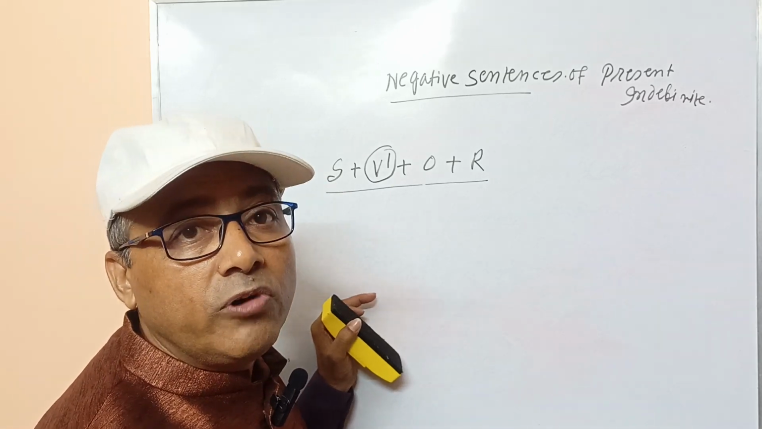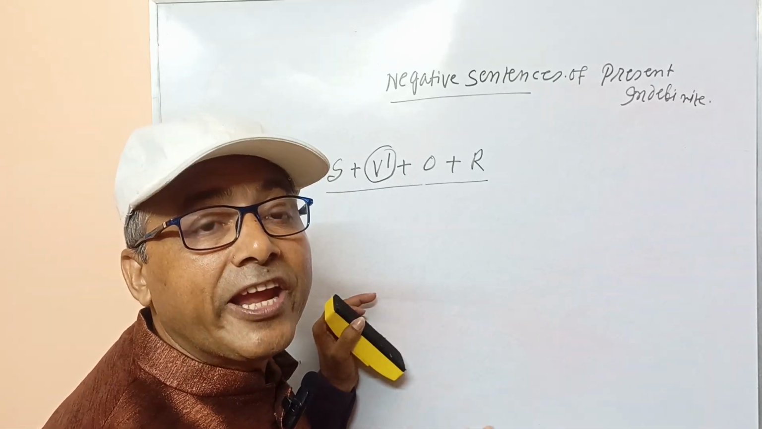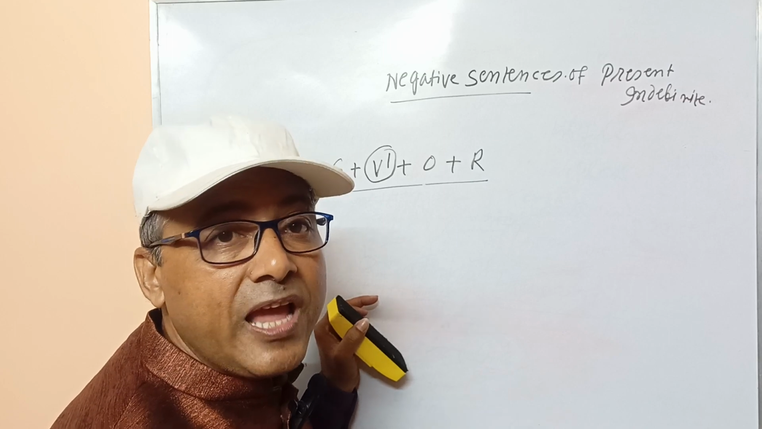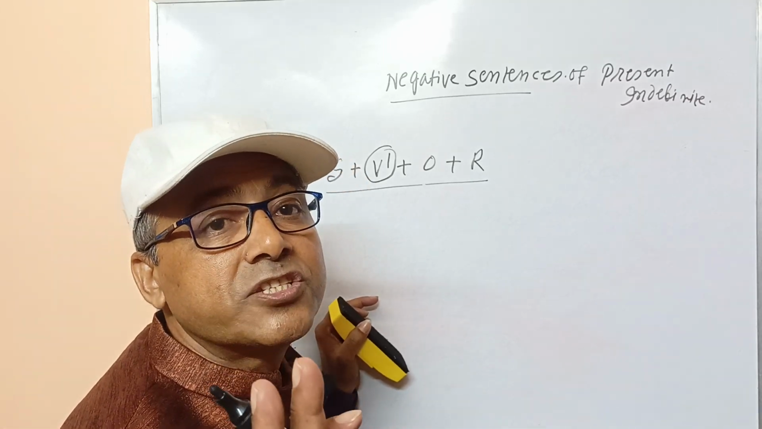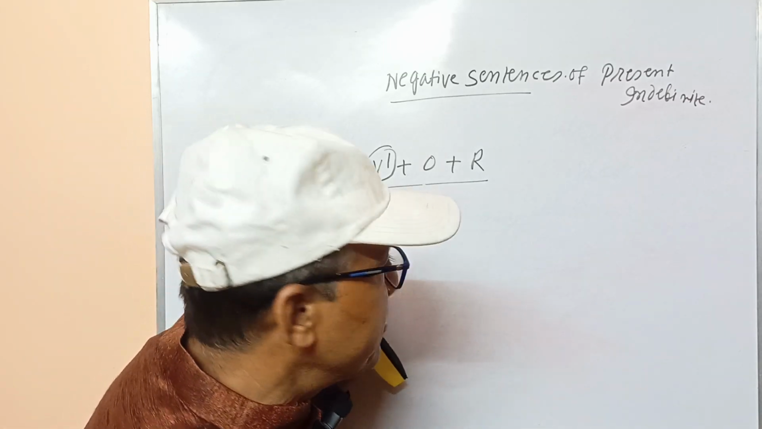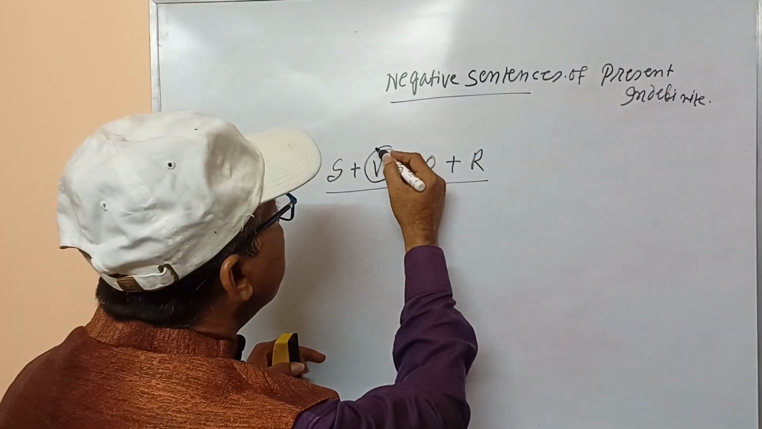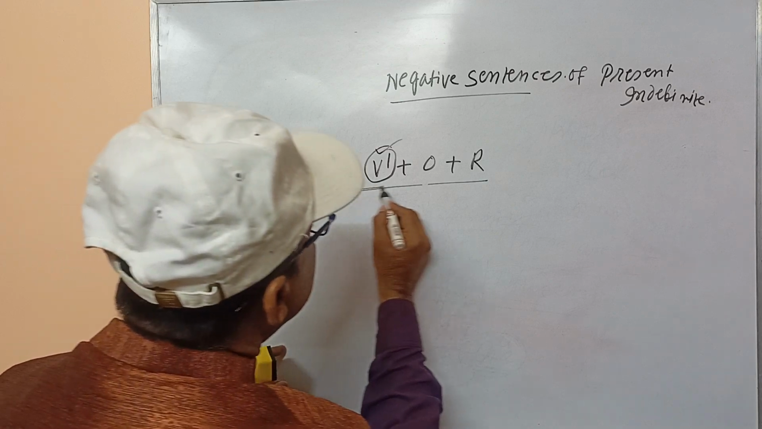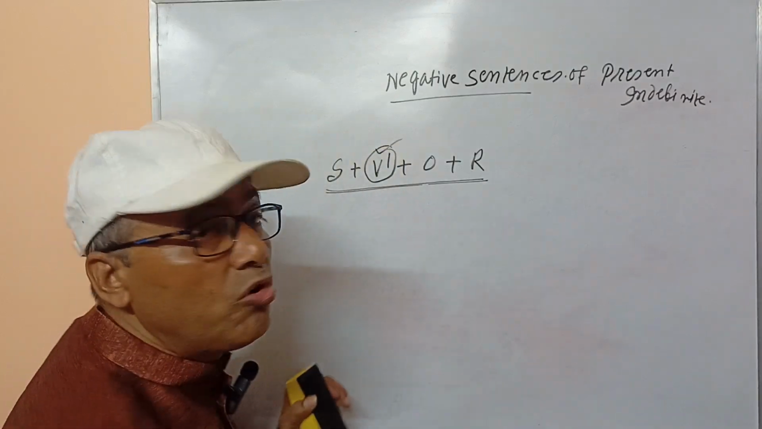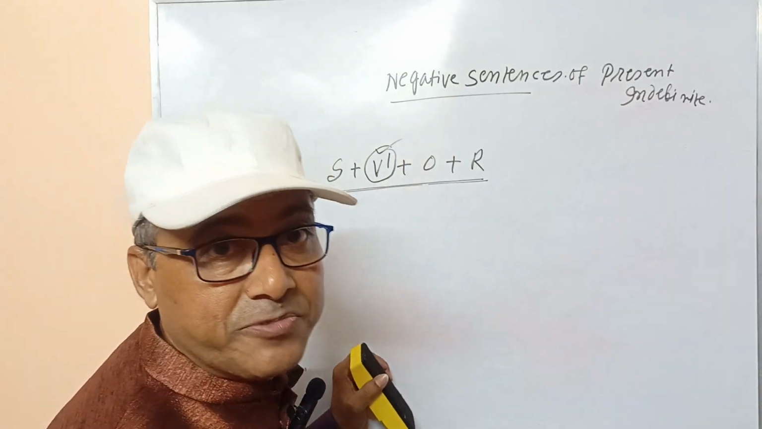Then I will show you again to frame negative sentences with the be verbs and then negative sentences with have verbs. First, see here how to frame negative sentences with this do verb. So it was the formula, it was the rule of affirmative sentences.